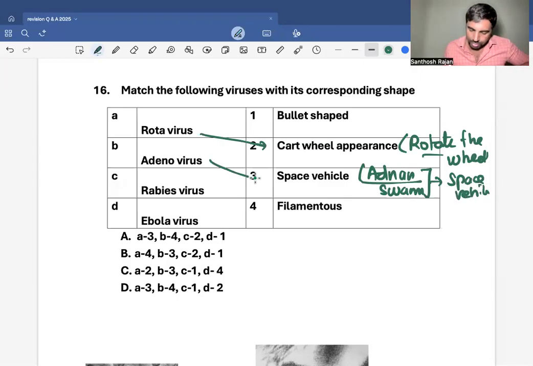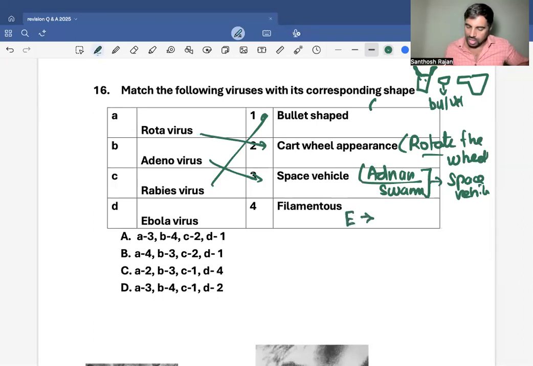And so rabies is bullet. I always say when there is a very dangerous rabies dog, some people take the bullet and kill it. When the rabies dog is there, they take the bullet and kill it. Rabies, bullet. E, filamentous. Alphabetically after E comes the F. So Ebola. Very, very simple. This all should be at your fingertips. It should go like that.